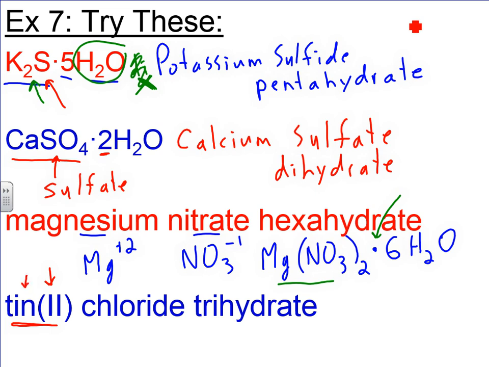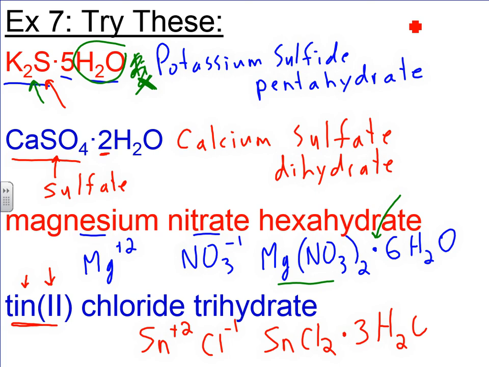So there are 2 forms of tin. There's tin 2 and there's tin 4. In this case, we're dealing with tin 2. Tin has the symbol Sn. It's a +2 charge. Chloride, we know, has a -1 charge from the periodic table. So again, we need 2 chlorides for every tin. So we'll say SnCl2, and then dot 3H2O for trihydrate. And that's tin 2 chloride trihydrate. Alright, go ahead and try a few of these on your own, and that wraps up video 7.